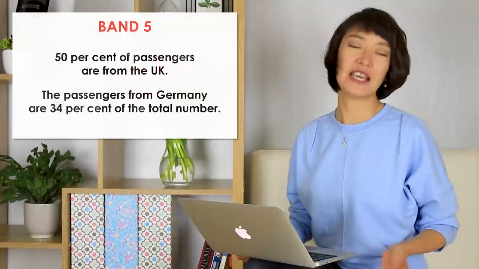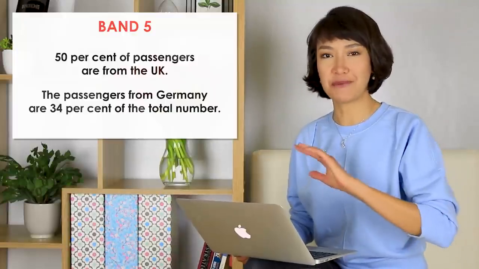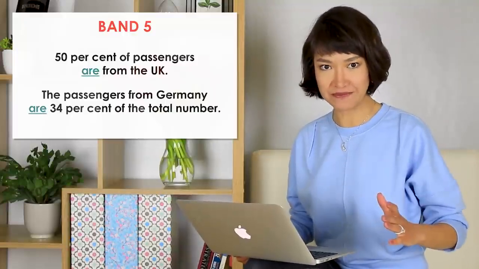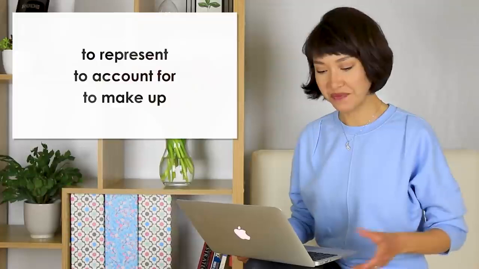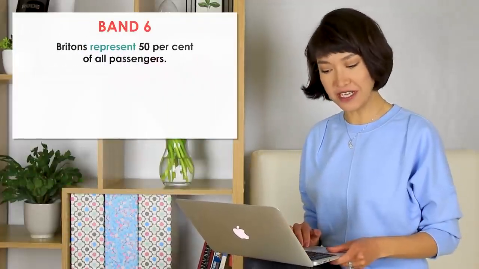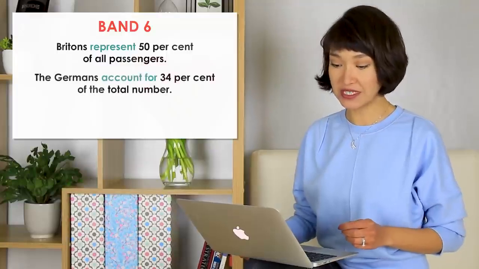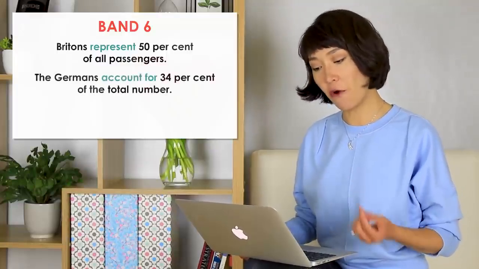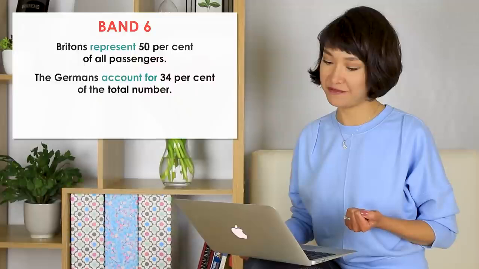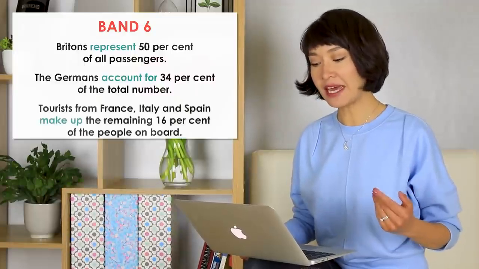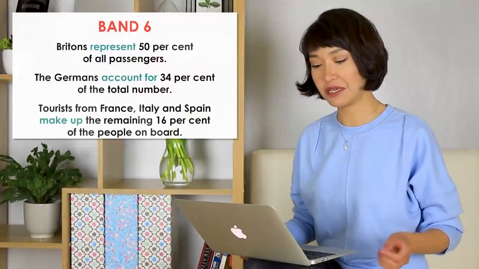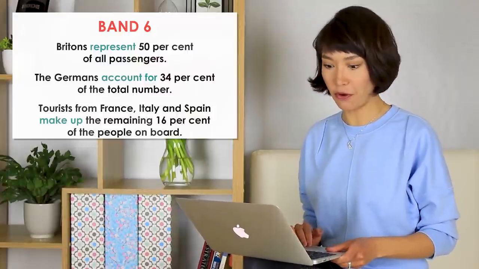Boring. First of all, we need to replace the verb to be. You should say to represent, to account for, to make up. Britons represent 50% of all passengers. The Germans account for 34% of the total number. Tourists from France, Italy, and Spain make up the remaining 16% of the people on board.